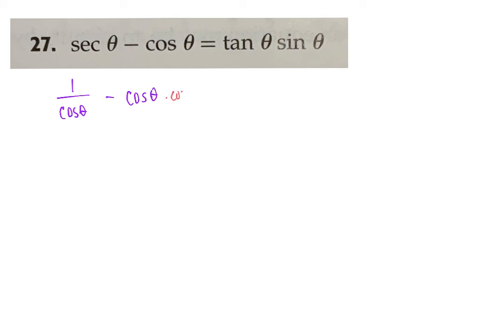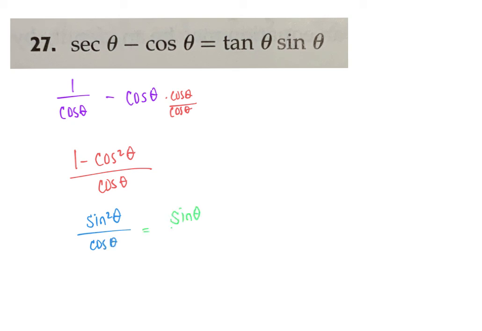So I got to multiply this by cosine, right? So I have 1 minus cosine squared over cosine, right? What is 1 minus cosine squared? Sine squared over cosine. I can split that up into sine over cosine times just sine. Sine over cosine is tangent.